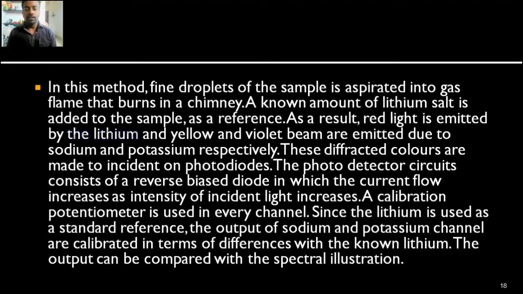These diffracted colors are made incident on photodiodes. The photodetector circuits consist of a reverse biased diode in which the current flow increases as the intensity of the incident light increases. The calibration potentiometer is used for every channel. Since lithium is used as a standard reference, the outputs of the sodium and potassium channels are calibrated against the known lithium. The output can be compared with the spectral illustrations. The setup is very simple.